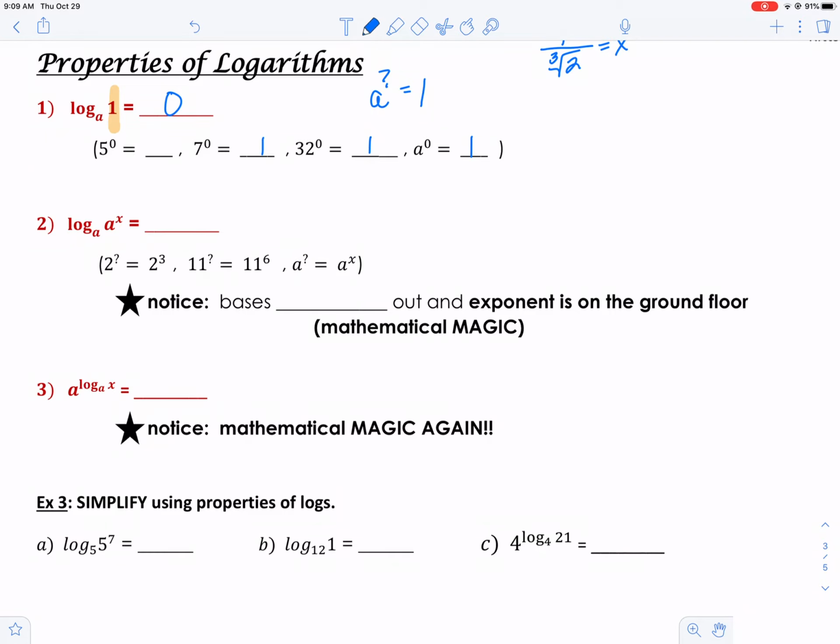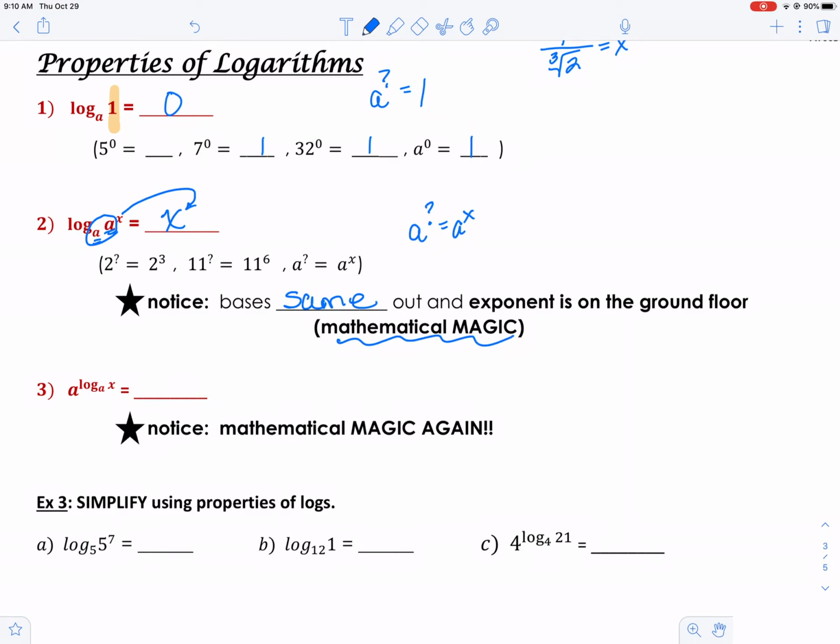Okay, so when I do my roller coaster, I'm going to have a to the something equals a to the x. So I know that this is going to be x. Okay, notice here is the base of my logarithm, and this is the base of my exponent. So I have 2 bases, and they are the same. So when the bases are the same, the exponent is now on the ground. Isn't that cool? That's our mathematical magic. So if your bases are the same, they cancel out.